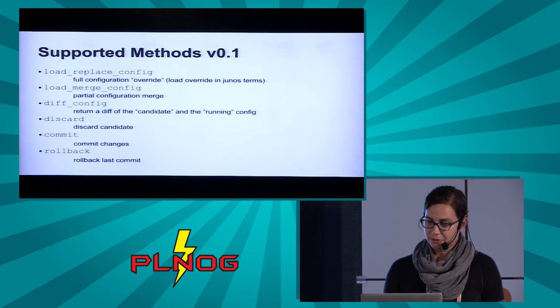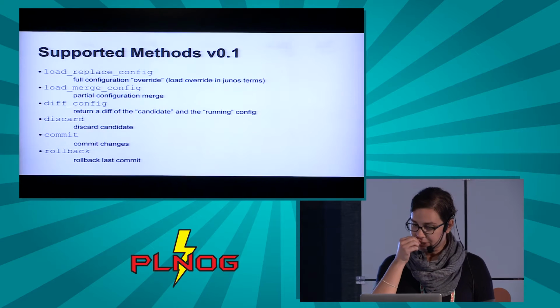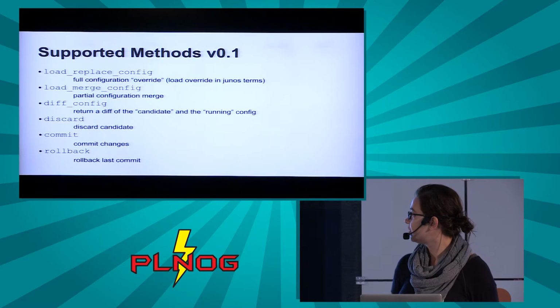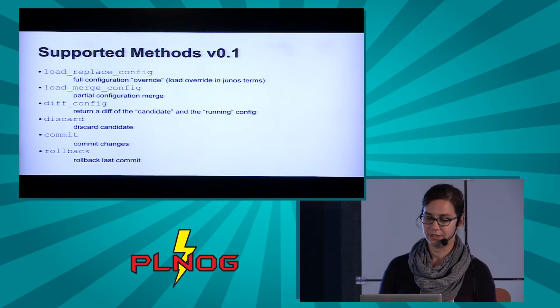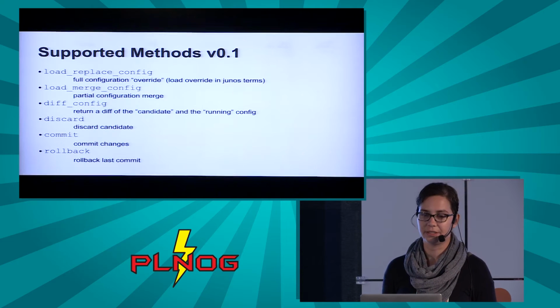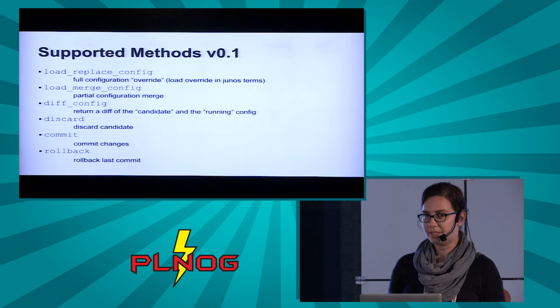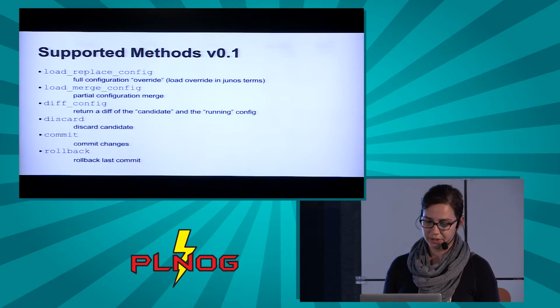So the first thing we did, so we would be able to deal with the configurations, was to implement a bunch of functions that do config manipulation in a similar way as you would typically expect it on a Juniper, or any other router really. You can replace the config, you can merge the config, you can show diffs, you can commit or discard it.